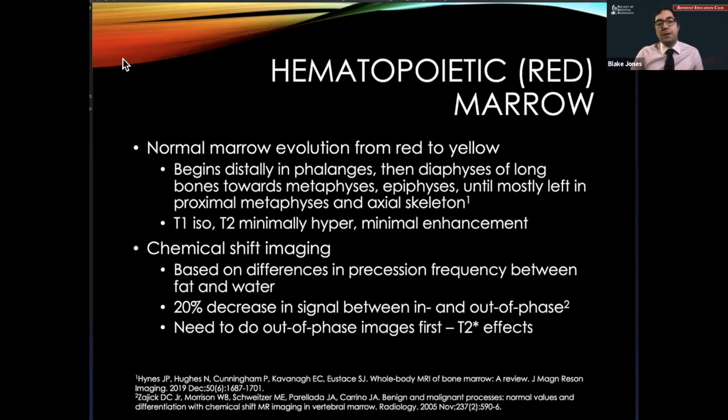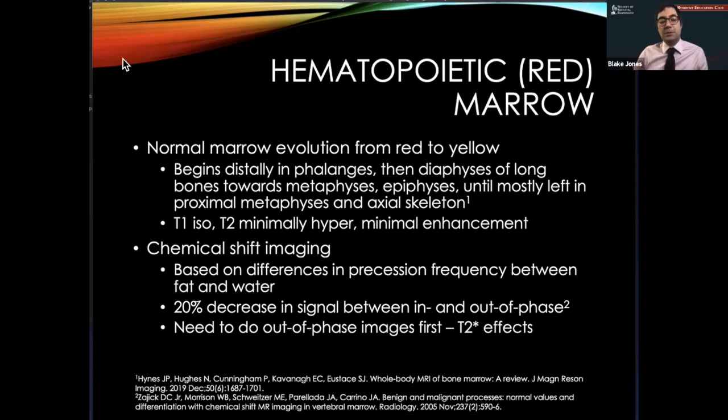The number that's been described is a 20% decrease in signal between the in and out of phase images. So if you lose greater than 20% of the signal from the in compared to the out of phase, that suggests that you're not dealing with a marrow replacing process. And if you don't lose that signal, it suggests that you are. The numbers are actually, I think, described as like 18% at 1.5 T and 25% at 3 T, but 20% is kind of what people use.